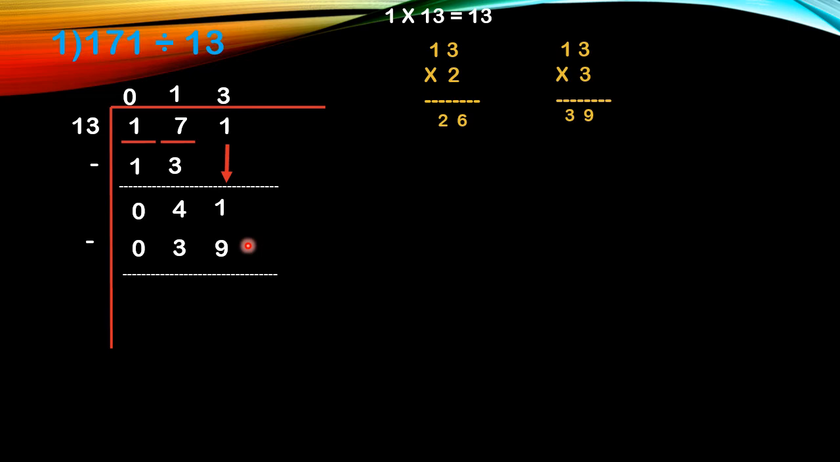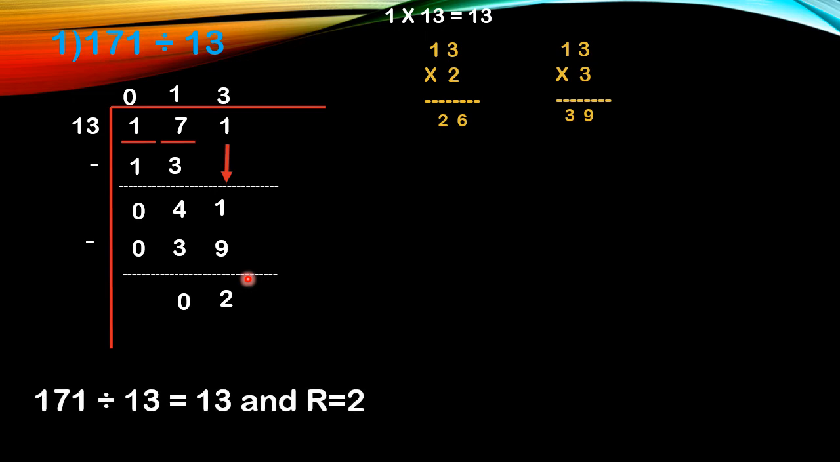So next we have to subtract. 1 minus 9, so we have to borrow 10 from 4. That is 11. 11 minus 9 is equal to 2. So 41 minus 39 is equal to 2. Here we don't have any other digits. So 2 is the remainder. So 171 divided by 13 gives quotient 13 and remainder 2.